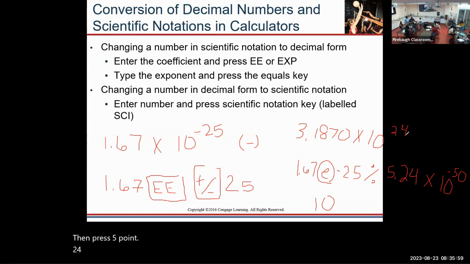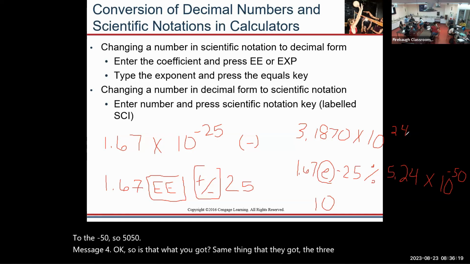Then press 5.24 EE, and then put plus or minus to the negative 50. So 50. Press equal. Okay, so is that what you got? Same thing that they got. 3.870 times 10 to the 24.